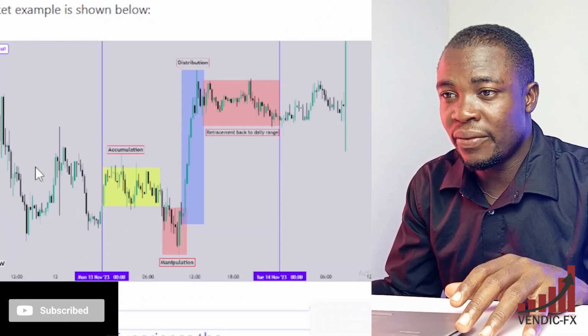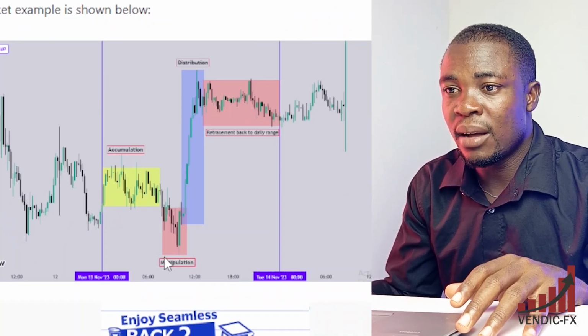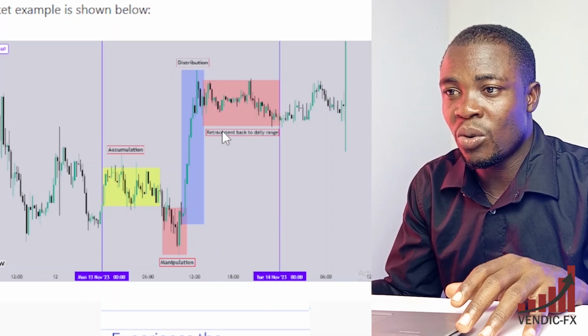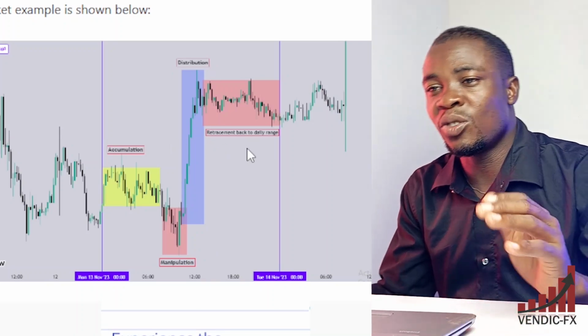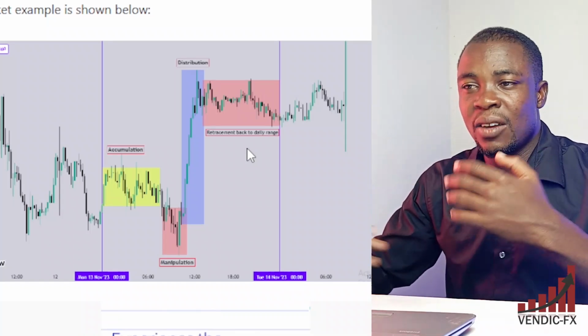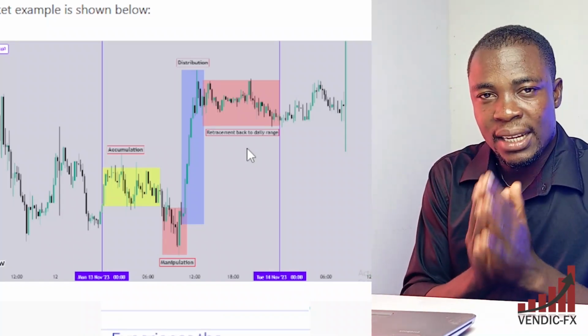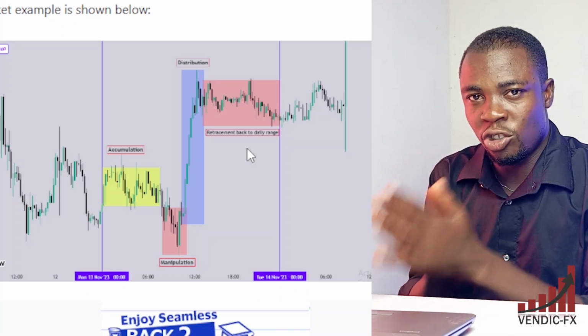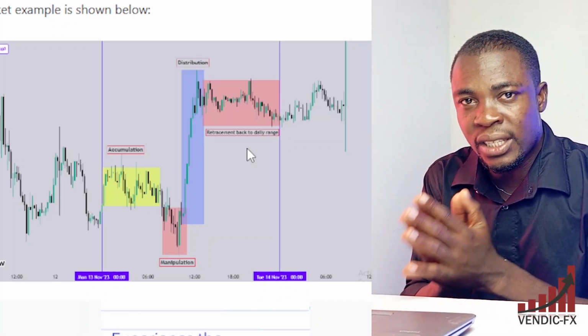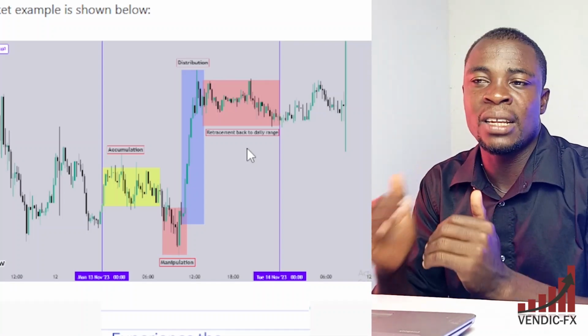Okay, in the TradingView chart, you will have something like accumulation, manipulation, and distribution. So we have another accumulation. The concepts repeat themselves on a daily basis. So when you look at the instrument you are trading, you stick with it, and you tend to know the behavior of that instrument.